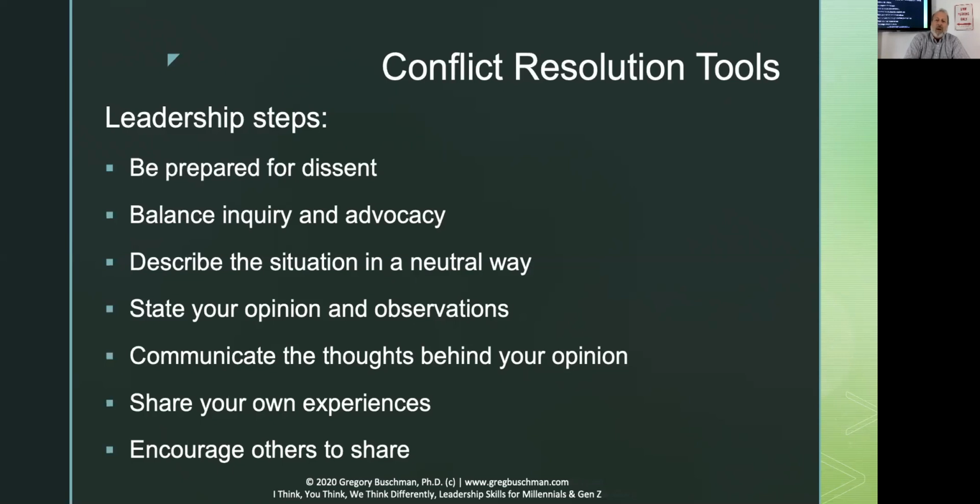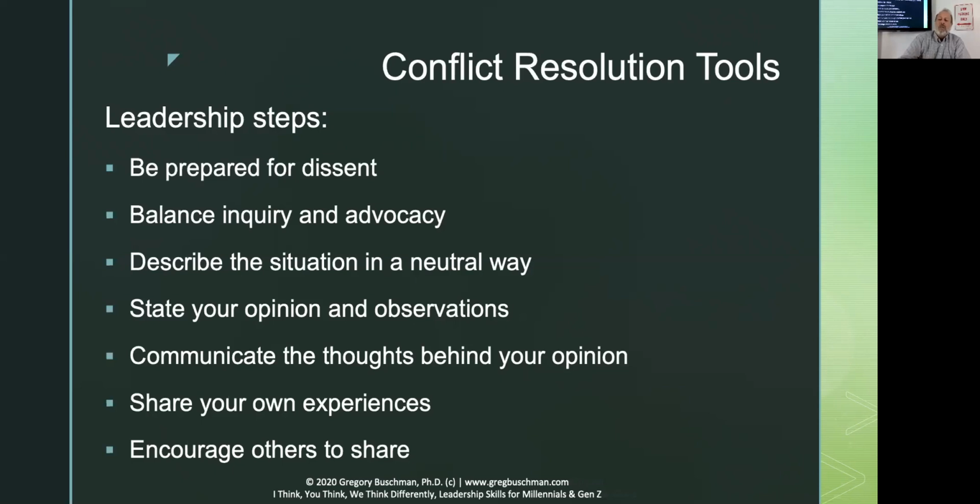State your opinion and your observations. That's fine. Make sure that your team knows why you have the opinion that you have. That goes along with the next point, which is to communicate your thoughts behind your opinion. And if it's helpful, share your experiences from the past. If you have had experience in a particular situation, it's great to share that. It helps give others some wisdom to base that on. And of course, encourage everyone to share.